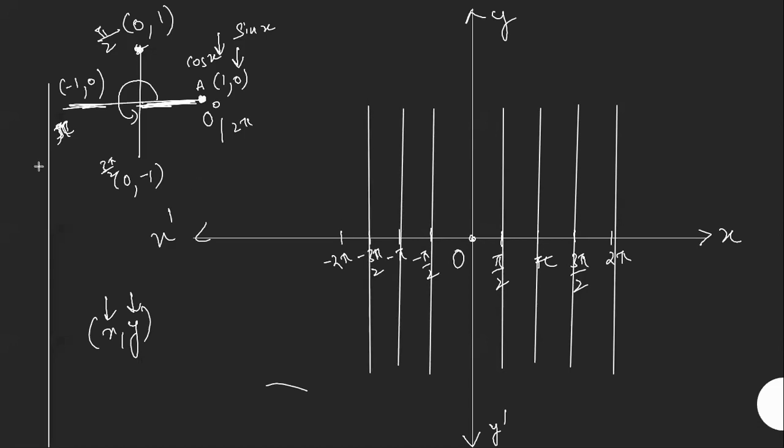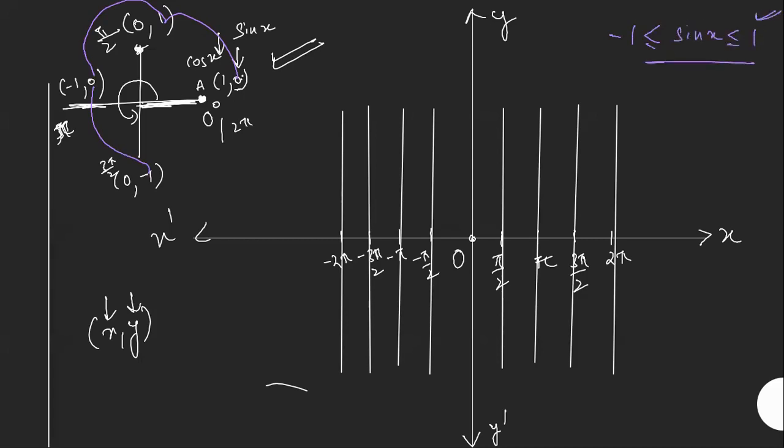Please see here, as I can see from here, the sine function is coming 0. Then, let me change the color, from 0 to 1, 1 to 0, and 0 to minus 1. It means the sine function value range is from minus 1 to 1. It means the maximum value will be 1 and the minimum value will be minus 1, and in between also you have the sine values, right?